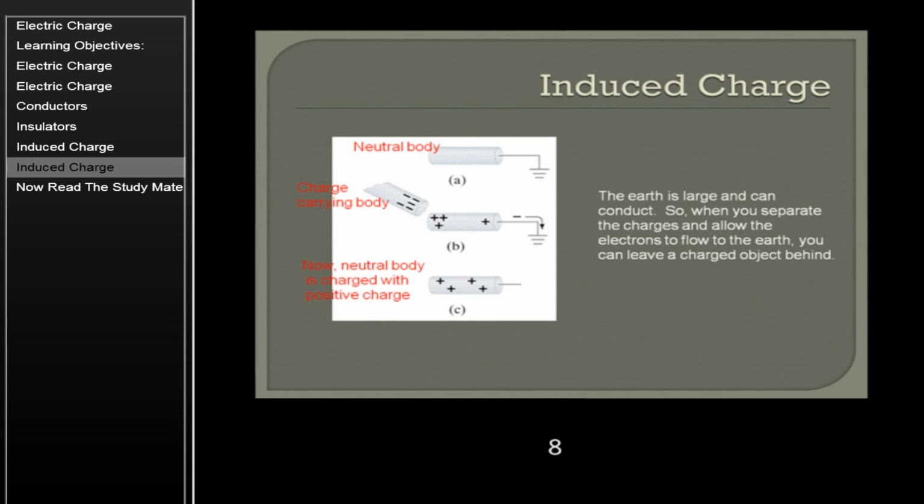It means if we connect the rod to the ground by a conducting wire, the electrons will flow to the ground while the positive charges at the near end will remain held there due to the attractive forces of the negative charges on the rod. Now suppose we disconnect the rod from the ground, then the positive charge continues to be held at the near end.